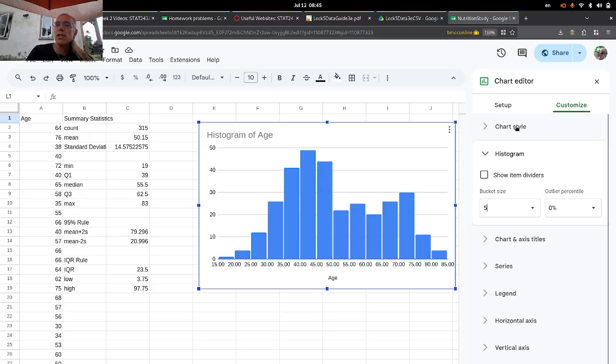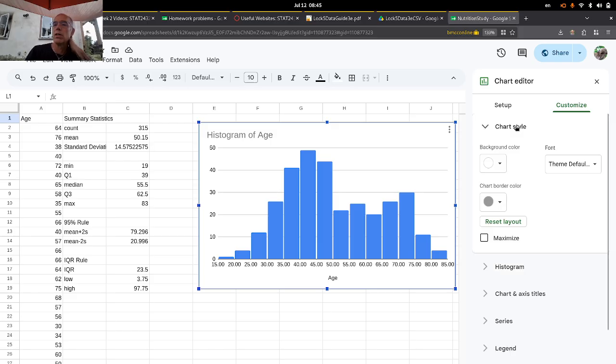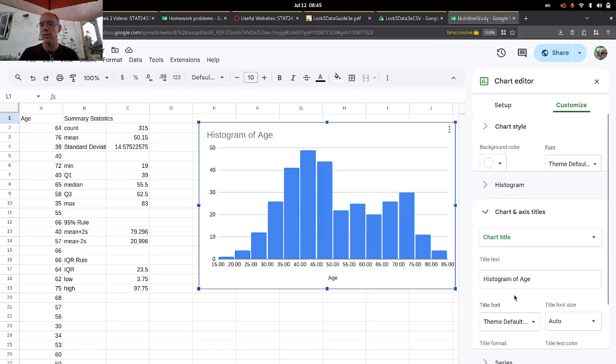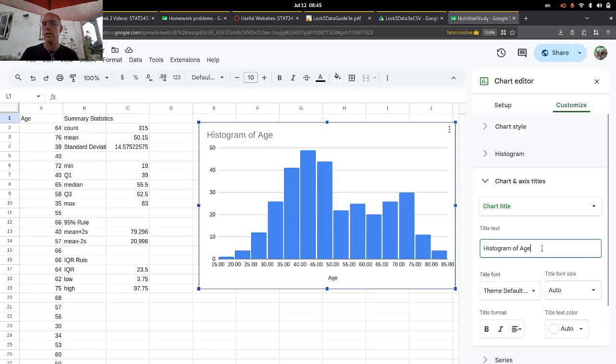That is a poor title. Let's make that better. Titles down here. Okay, so this is ages of people in nutrition study. And that is definitely age.